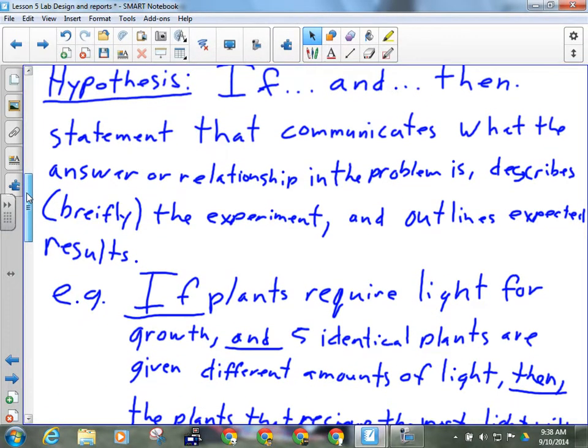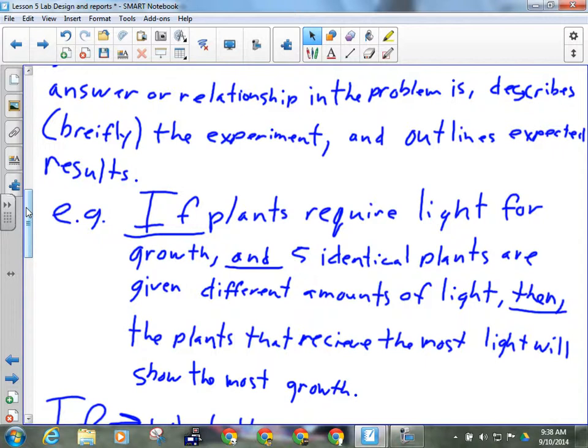All right, so the example we have here goes something like this: if plants require light for growth and 5 identical plants are given different amounts of light, then the plants that receive the most light will show the most growth.